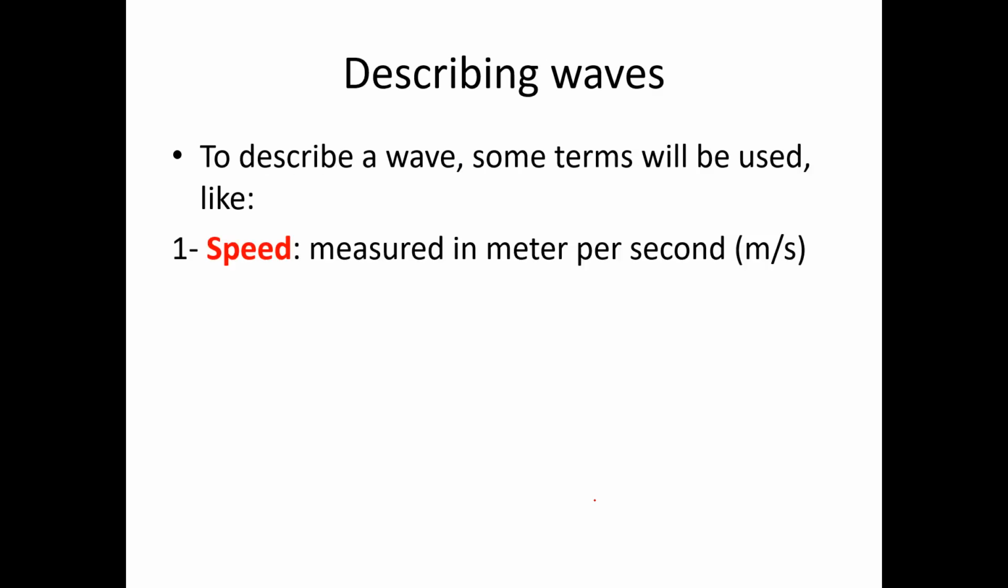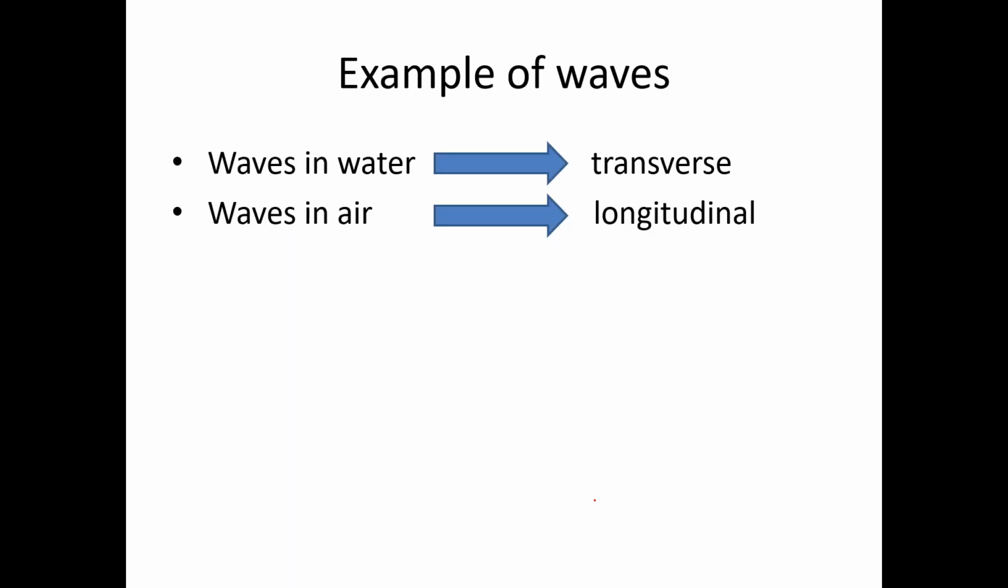Some examples of waves. We have waves in water, waves in air. For example, if you have a question that says, what kind of waves are there in water? You will say transverse waves. What kind of waves are there in air? Or another example, if you want, you can say sound. What kind of waves are there in sound? You will say it's longitudinal waves.